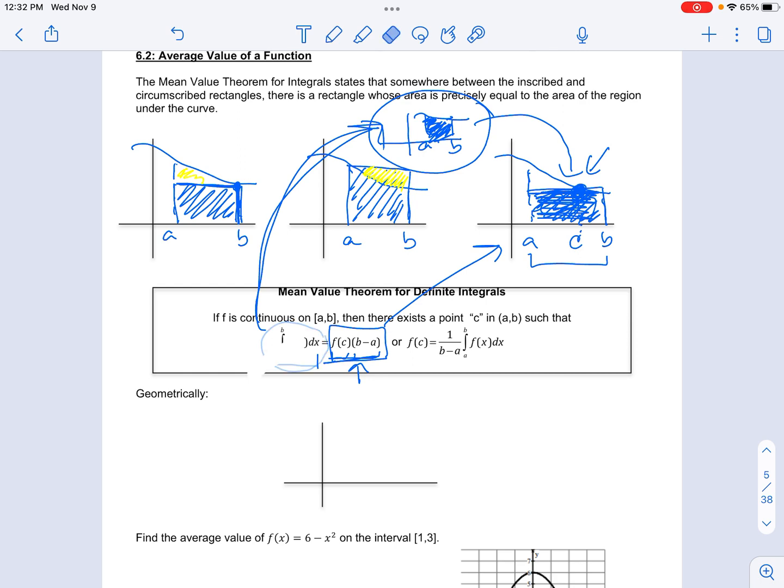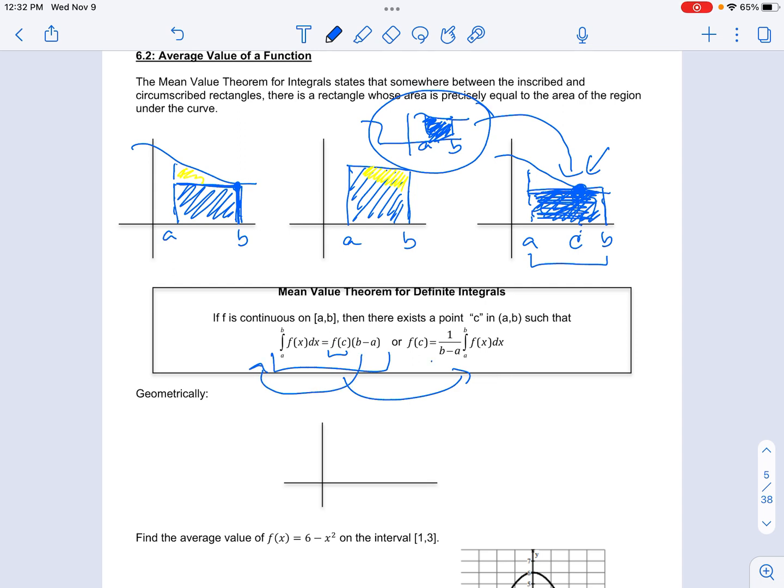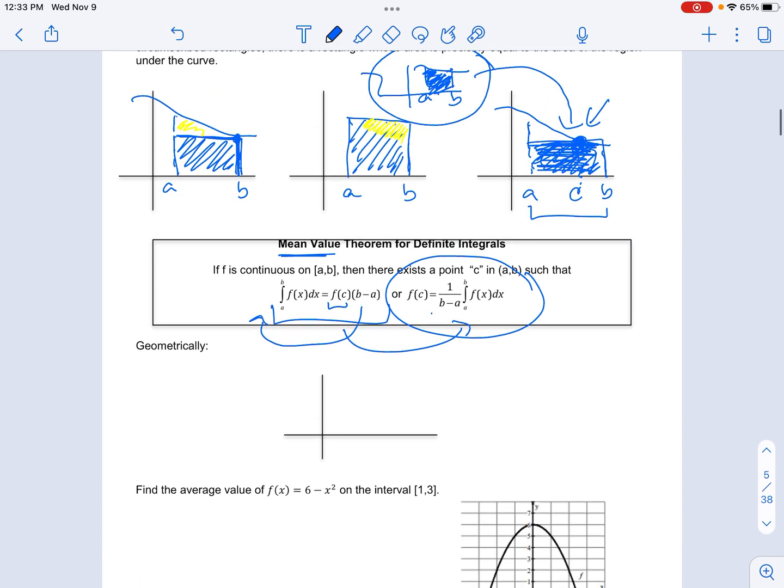Now, typically, we're not going to see this written this way. Notice I can solve for f of C by dividing by b minus a. This is the form that you're going to see most of the time, and this is called your mean value theorem for definite integrals. If you think about the word mean, it's another word for average, so we also call this the average value. Geometrically, this is the same thing that we drew up here.